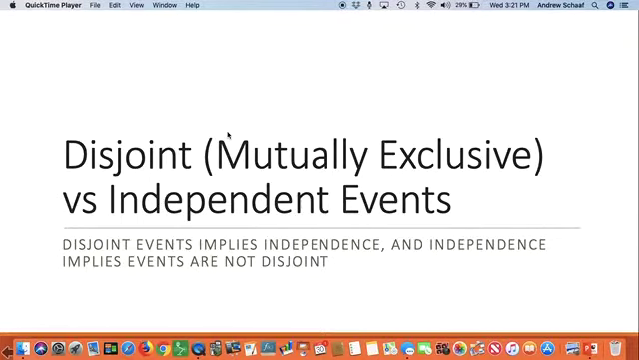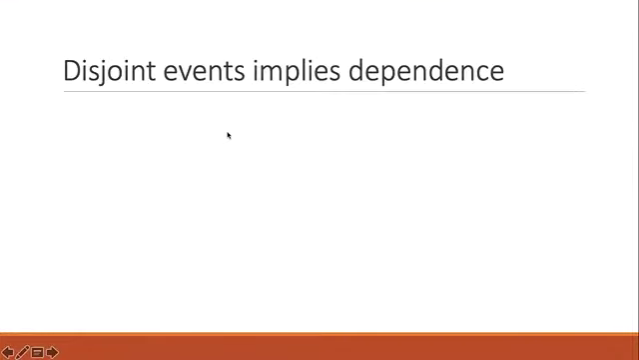Let's take a few minutes and look at the difference between disjoint or mutually exclusive events and independent events. From here on out, just to simplify things, I'm going to refer to mutually exclusive as disjoint events. So first of all, let's start with the general addition rule.